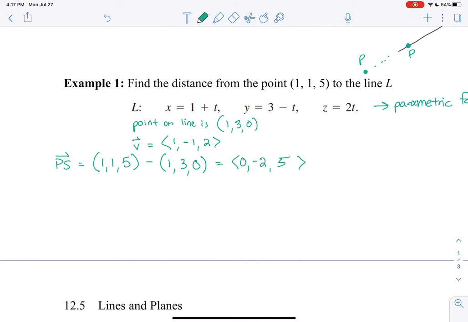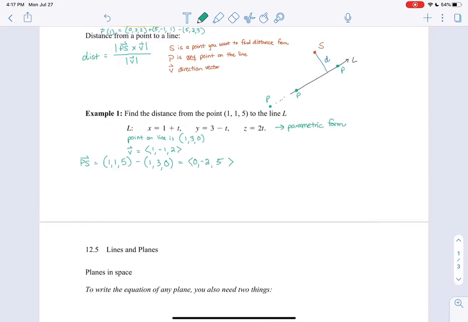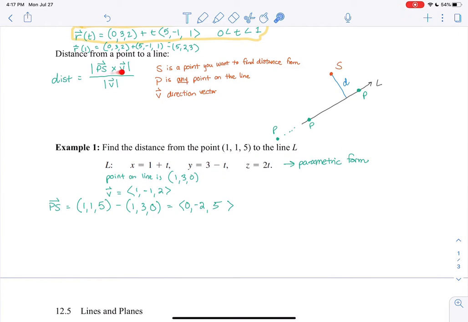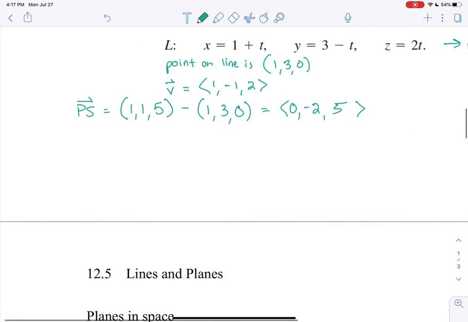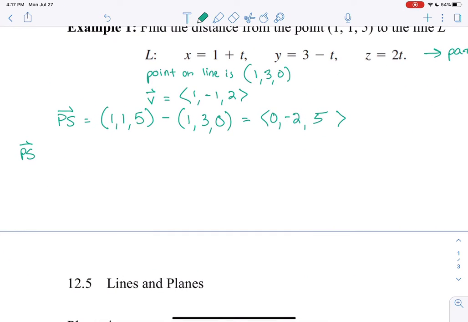Okay, and so we know V is (1, -1, 2). Now we just need the cross product of these two. So we need PS crossed with V. That's going to be the determinant of our 3 by 3 matrix, with i, j, k, where we have 0, -2, 5, and then V is 1, -1, 2.